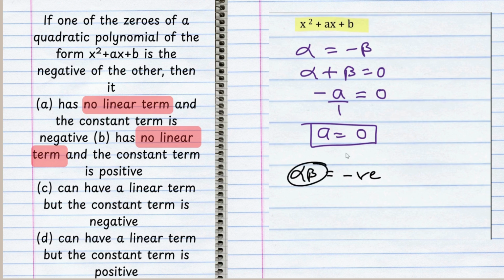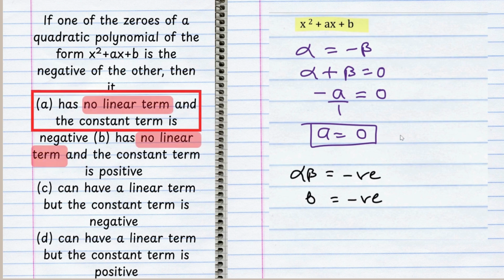Now, as for the coefficient, what is alpha beta? It is constant term divided by coefficient of x squared. So constant term is what? Over here it is b, that is b divided by 1 is b only, and it is negative. So we can say that b is the constant term, and the constant term is negative in this case.